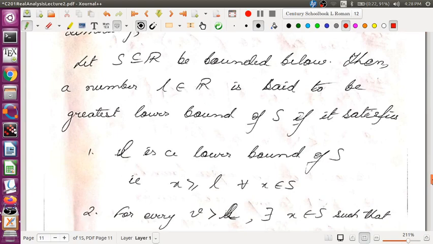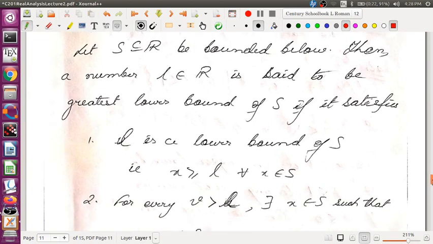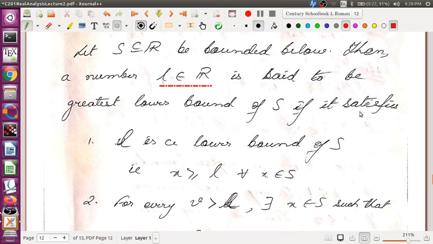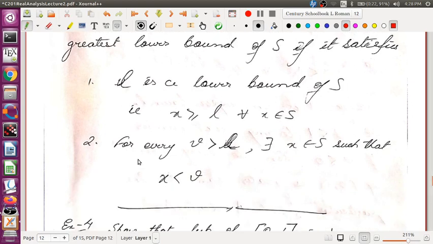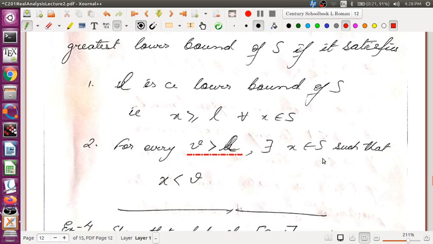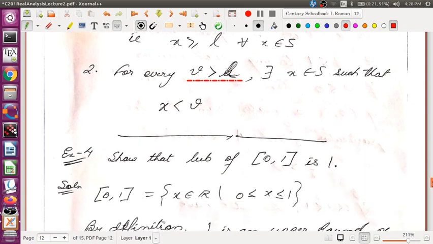Similarly, if S is a subset of R which is bounded below, then a number L belongs to R is said to be greatest lower bound of S if it satisfies the following two conditions. L is a lower bound of S, this is the first condition. The second condition is for every v greater than L, there exists one x in S such that x is strictly less than v. Okay, that way we can define.